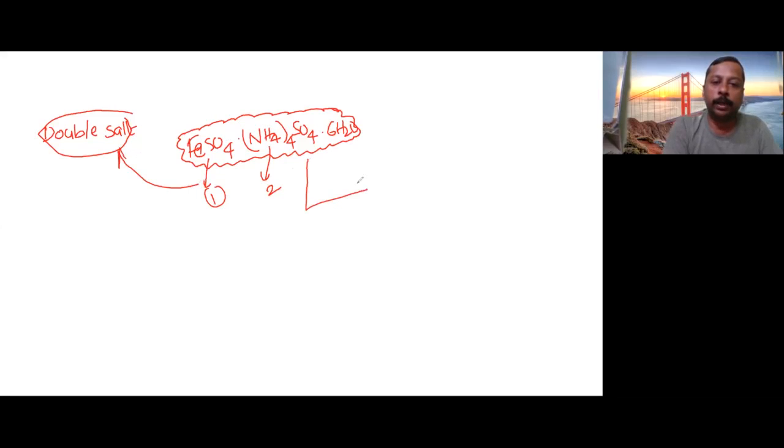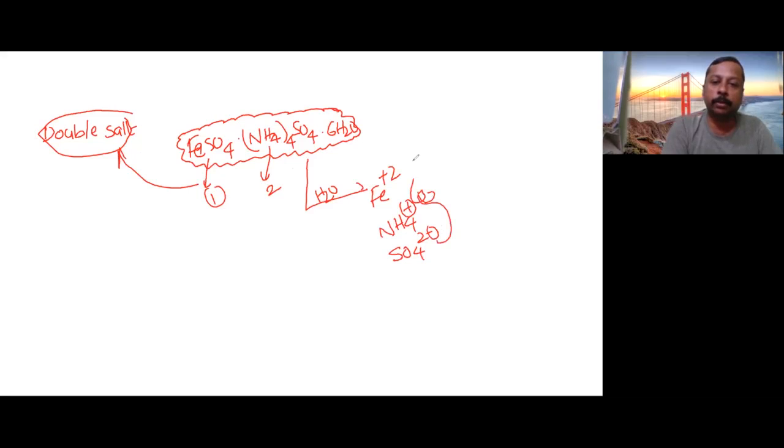Now when I dissolve this in water, I will get ferrous ions, I will get ammonium ions, and I will get sulfate ions. All types of ions I will be getting.